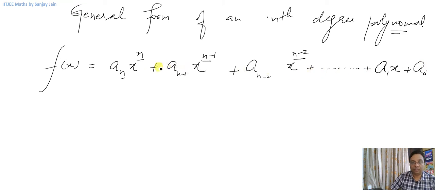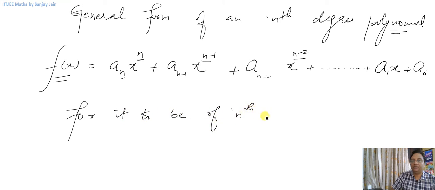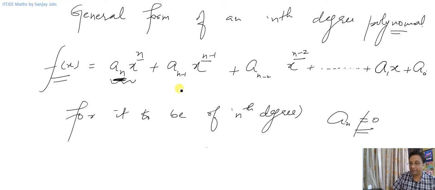So this is the general form of an nth degree polynomial, and you need to take care that for it to be of nth degree, it is necessary to mention that this coefficient here, an, is not equal to 0, right? Because if it becomes 0, then the highest power of x will no longer be n. For it to be of nth degree, an should not be equal to 0.